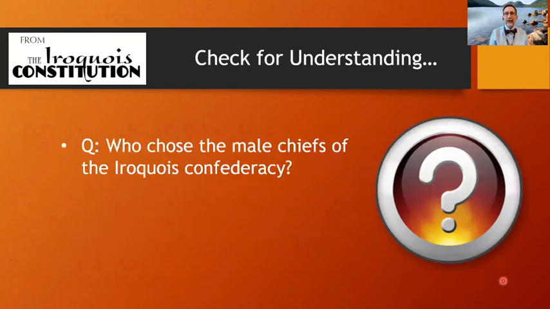Who elected the male chiefs of the Iroquois Confederacy? Yes, it was women. If you were a member of the Iroquois Constitution, women had the right to vote long before, several hundred years before they had the right to vote in the United States.